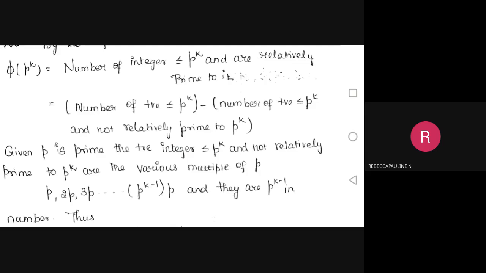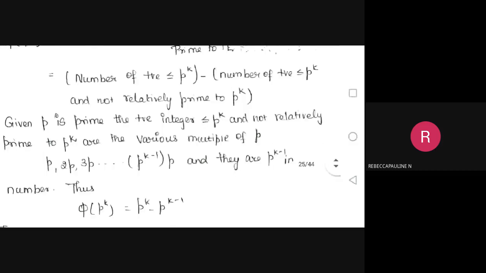What are the integers not relatively prime to p power k? That means integers that are multiples of p, which means integers that can be divided by the prime p. So what are the integers that can be divided by the prime p, that are not relatively prime to p power k?